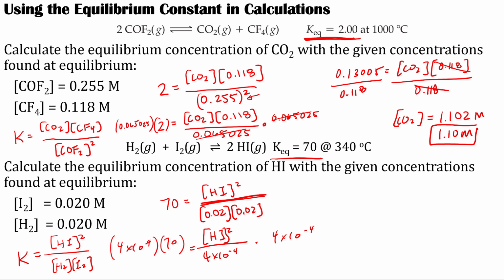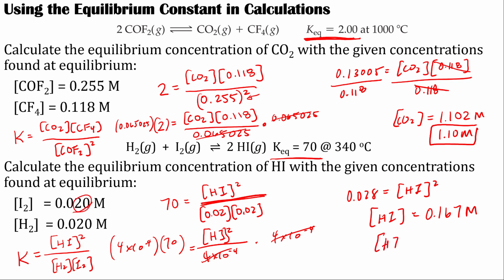And I get 0.028. And then I have to take the square root. And so sig figs, there's only 2 of them because leading zeros don't count, and so that's 0.17. And that's it.